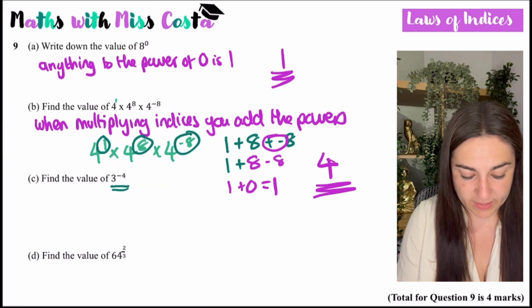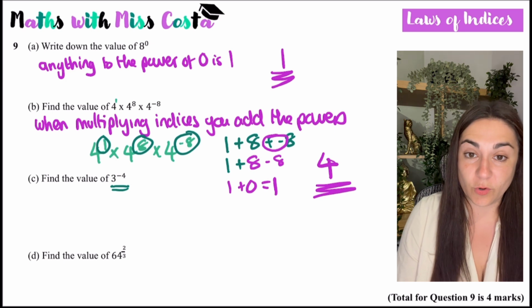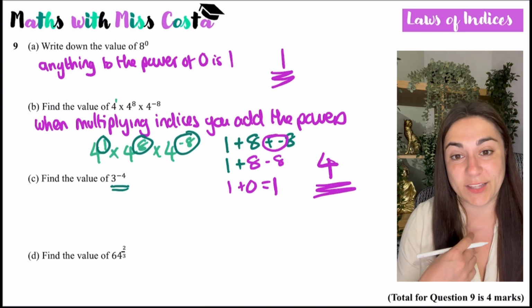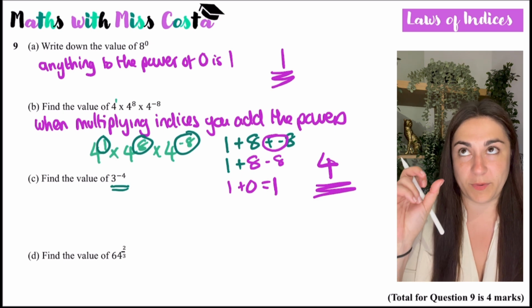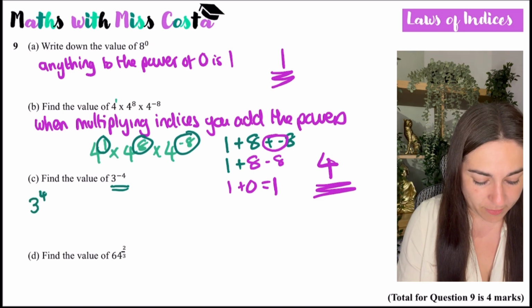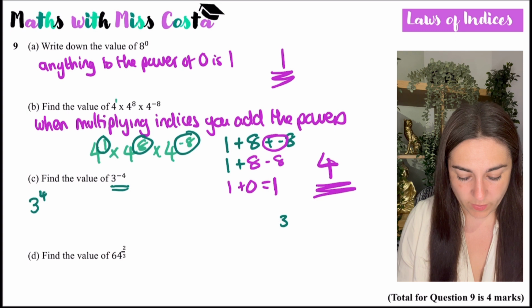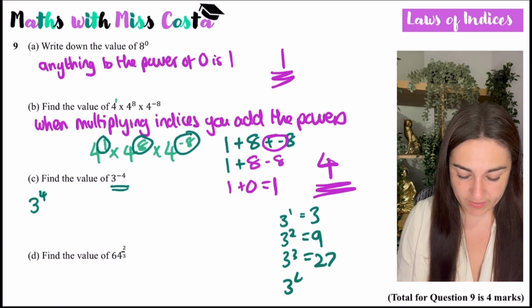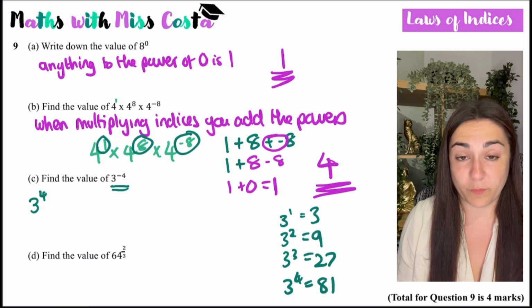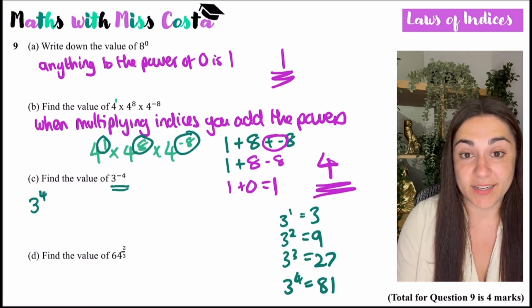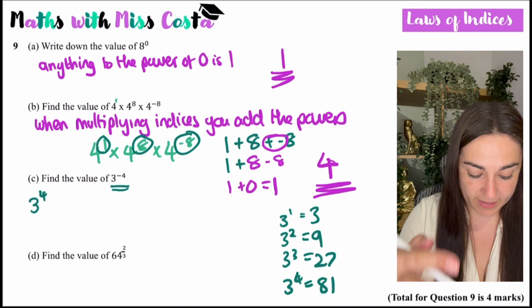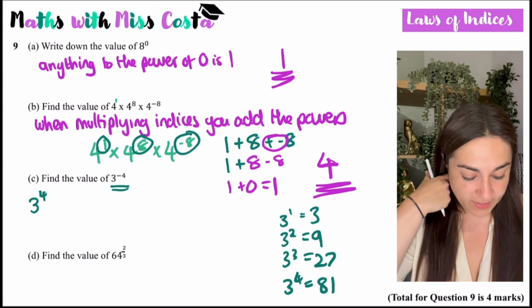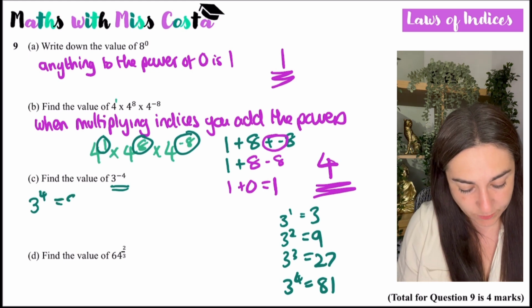Okay, find the value of 3 to the power of negative 4. So when you've got a negative indice, what it means is it's the reciprocal of what it would be if it was the positive. So I've got 3 to the power of 4. What would that be? Well, if you're stuck, just go back to the basics. 3 to the power of 1 is 3. 3 squared, you times that by 3 is 9. 3 cubed is 27. And 3 to the power of 4, if you don't know it off by heart, then you just do 27 times 3. So as each power increases, you multiply it by 3. So 3 to the power of 4 is 81.